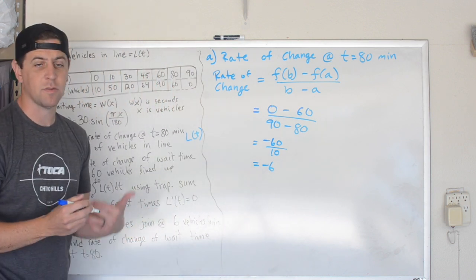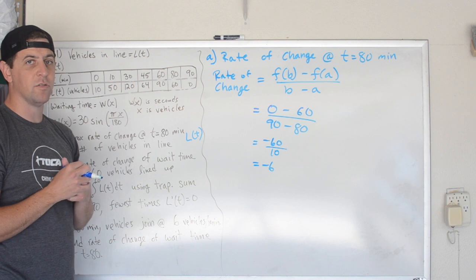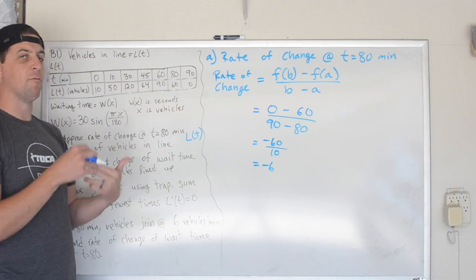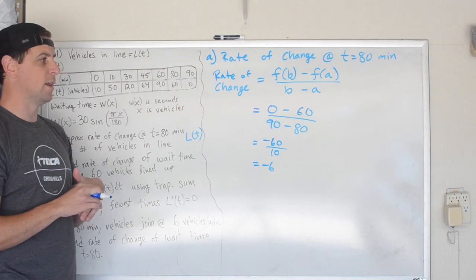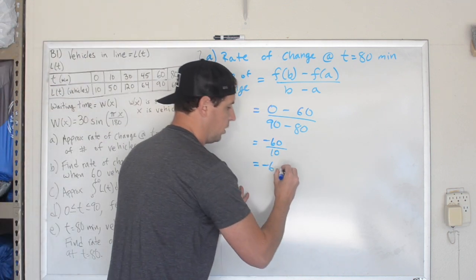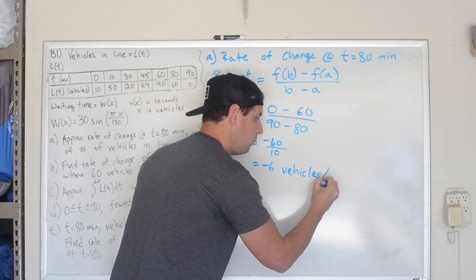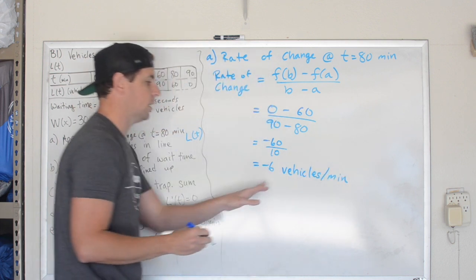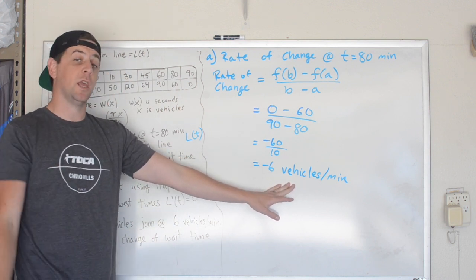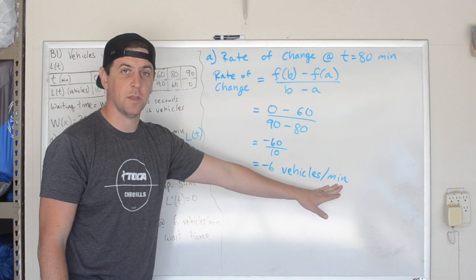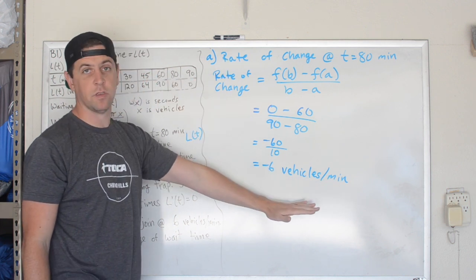And then we just need some sort of units here. Remember that this is the vehicles in line. And when we find a rate of change, it's taking the derivative with respect to time. So it's vehicles in line per minute, because L of t gives us the vehicles in line. When we take the derivative or find the rate of change, that is with respect to time. The time for the first equation was in minutes.